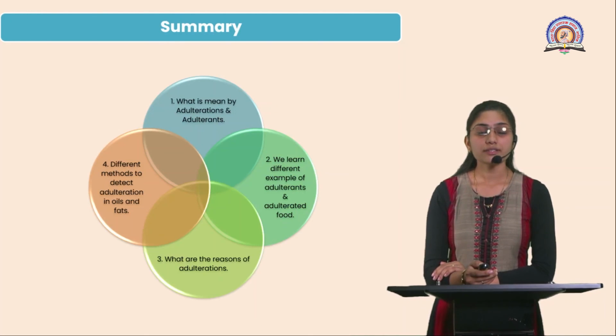Now, what is the summary of today's session? What did we study in today's session? The first thing, what is meant by adulteration or adulterant. The second thing, we learned about the different examples of adulterants and adulterated foods which are present in the market. The third thing, we studied the different reasons behind this adulteration. And the fourth very important point we studied today, the different methods which are used to detect the adulteration present in oils and fats.